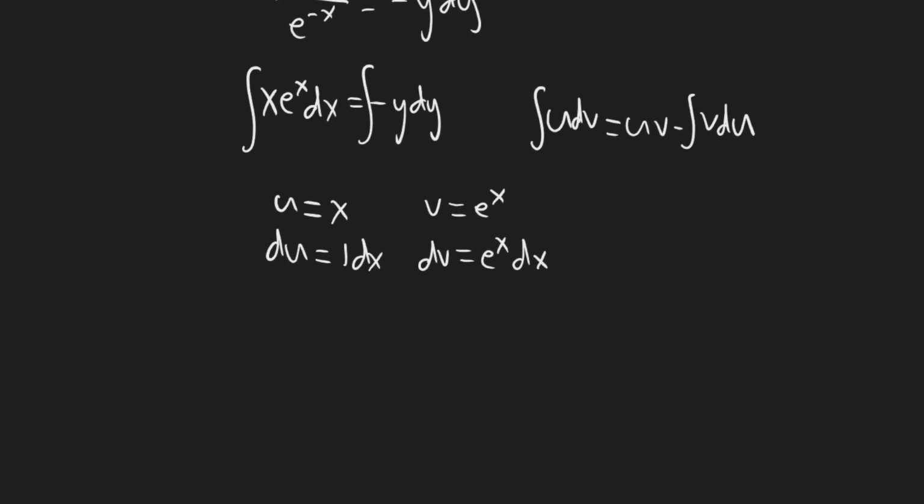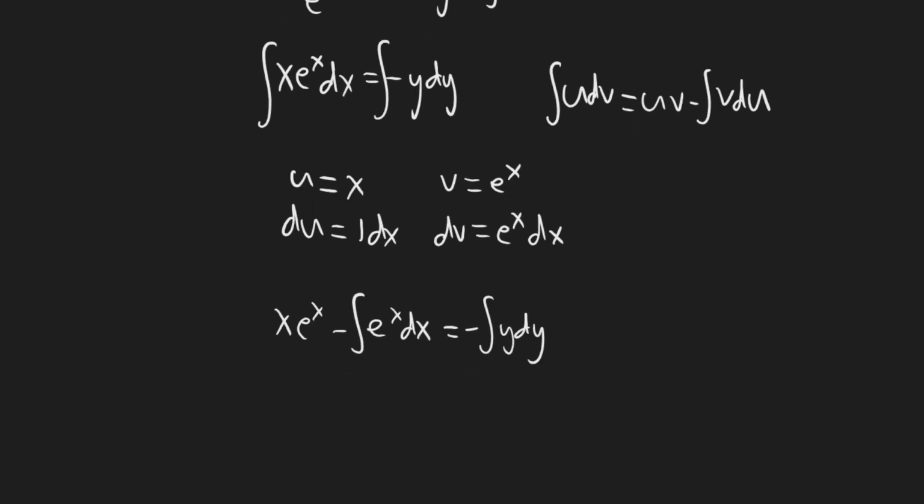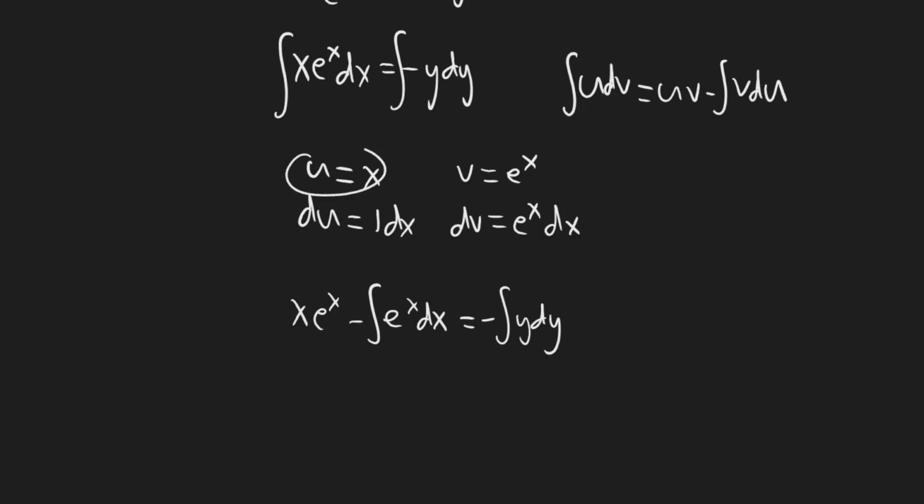Okay, so we'll just plug in what we know for the left side. So the integral of x e to the x dx is going to be x e to the x minus the integral of v du. So this is just e to the x, and then du is just dx. All right, which still equals the right side, the integral of negative y dy. And so this is what I said earlier, by setting u equals x, we're reducing the order of x. So x to the first goes to x to the 0. x to the 0 is 1, so now we don't have to deal with another integration by parts.